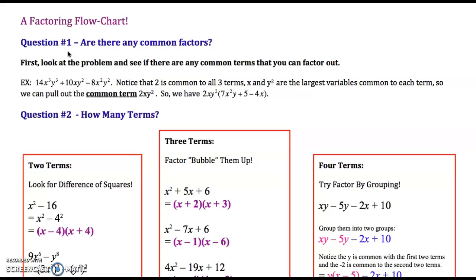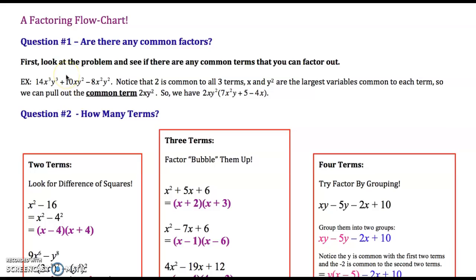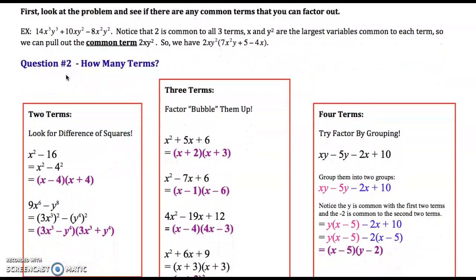It's like you're taking each term, the 14x to the third y to the third, and dividing it by the 2x y squared. And then you have the 10x y squared, and you're dividing it by the 2x y squared. And notice that the x and the y squareds cancel out in that case. And then you have negative 8x squared y squared divided by 2xy squared, and you end up with a negative 4x.